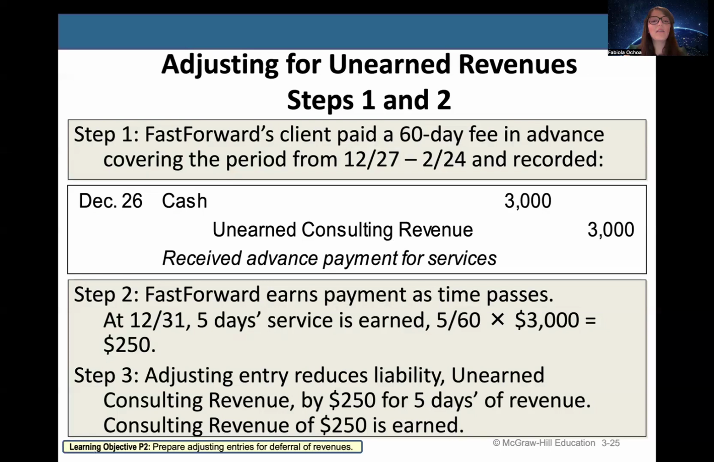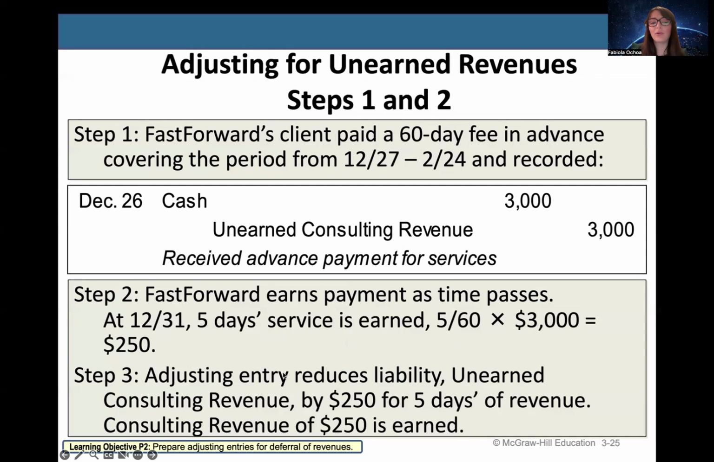So step 2, Fast Forward earns payment as time passes. At 12/31, 5 days of service is earned, right? Because the period starts 12/27, and it is now 12/31, so 5 days of service revenue is earned. You take 5 divided by 60, you get the 60 from up here. You multiply that by the $3,000, and that gives you the amount that Fast Forward has now earned.